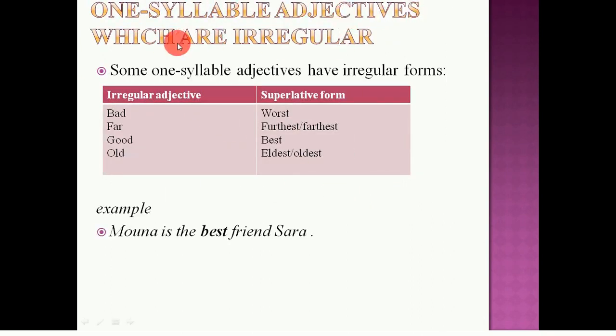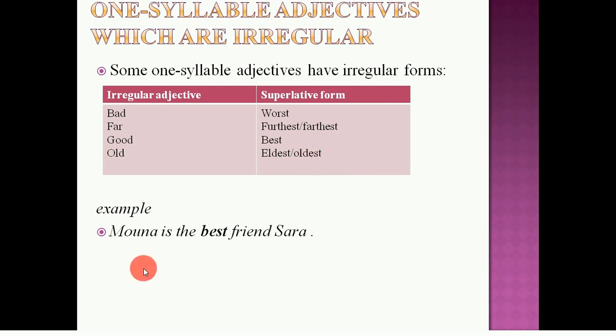one syllable adjectives which are irregular. عرفنا وش معناها irregular. irregular معناها غير نظامي لا تطبق عليه أي قاعدة. غير نظامي ما نقدر نطبق عليه القاعدة. okay. so some one syllable adjectives have irregular forms. عندهم irregular forms كيما you have the irregular adjectives هذو. for what are the superlative forms of these adjectives؟ عنا bad superlative form تاعو worst. عنا far superlative تاعو furthest ولا farthest. عنا good superlative form تاعو best. old superlative form تاعو eldest ولا oldest.